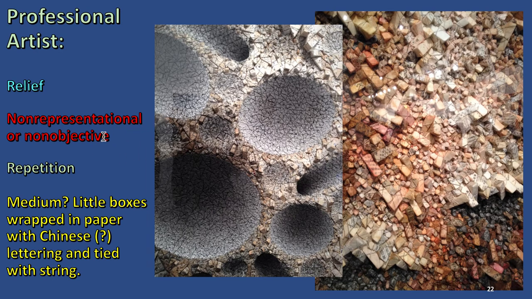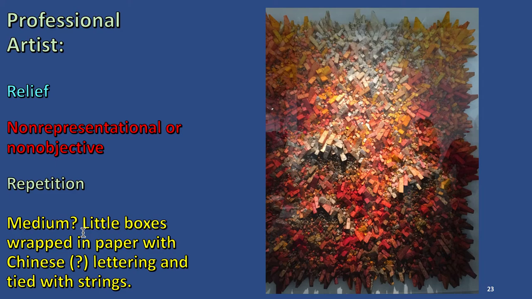Again, this is a relief, non-representational, does not represent anything. Lots of repetition of these little tiny boxes wrapped with strings, and they have little Chinese lettering on them. This is another piece by the same artist. They've changed the colors up on here. But again, it's a relief. It's 3D from the wall. Doesn't represent anything. There's no objects overall that you see in it. And the same little boxes.